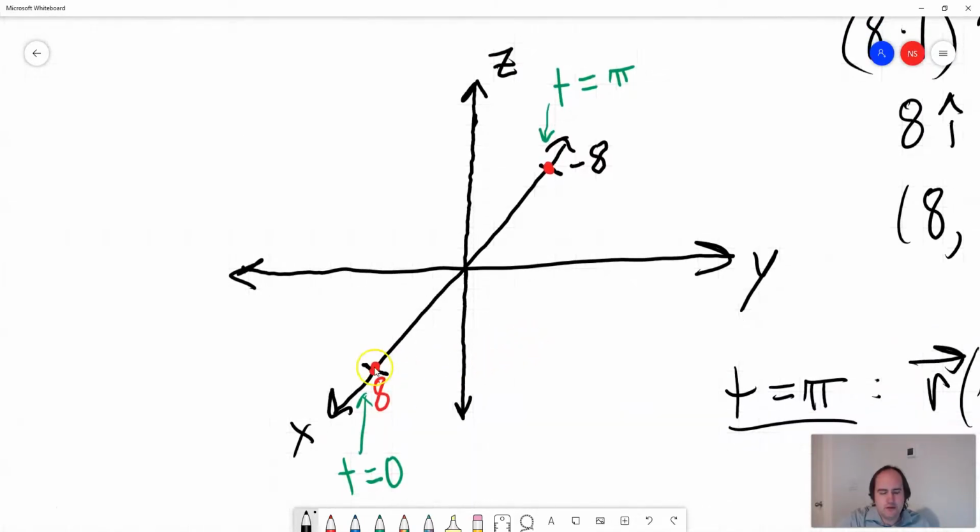So what have we done? We've gone from, at t equals 0, we went here. And then at t equals pi, we went all the way to the negative x-axis. And then now we're back where we started. Okay, so what kind of shape is this going to be? So at t equals 2 pi, we're actually right back where we started.